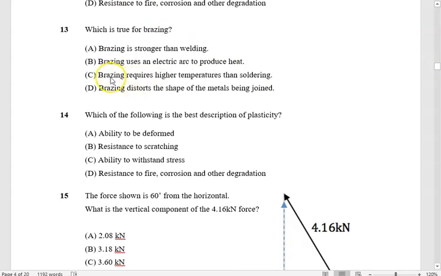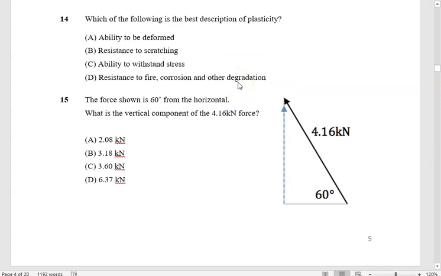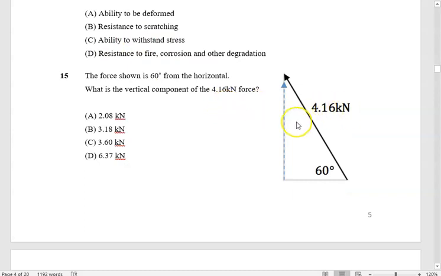Brazing requires higher temperatures than soldering. All the others are incorrect. Which of the following describes plasticity? Ability to be deformed. Okay, for this one, it's 4.16 sine 60, which is C.